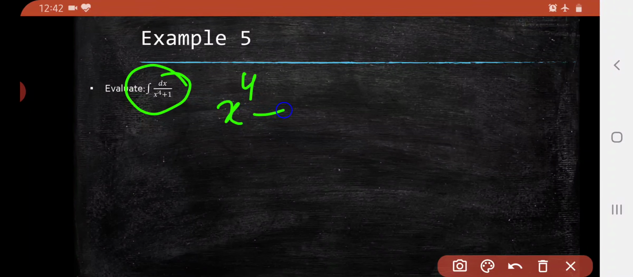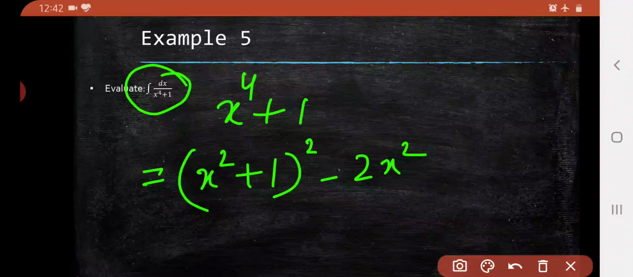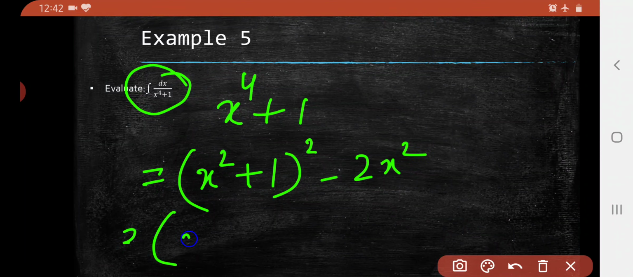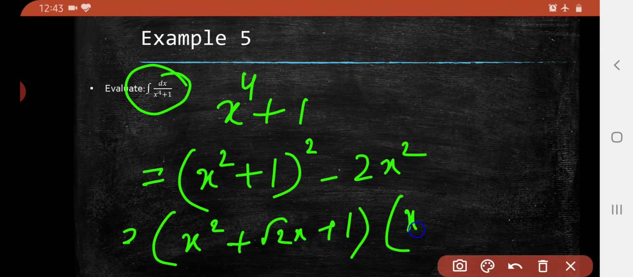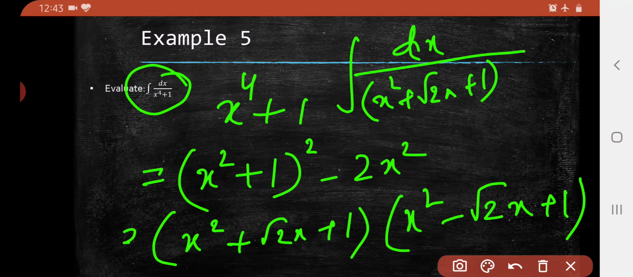So x to the power 4 plus 1 can be written as x square plus 1 whole square minus 2x square. So therefore I can write this as x square plus root 2x plus 1 into x square minus root 2x plus 1. So therefore the integration of dx by x to the power 4 plus 1 can be written as 1 by x square plus root 2x plus 1 into x square minus root 2x plus 1. From here you can make use of the partial fraction.